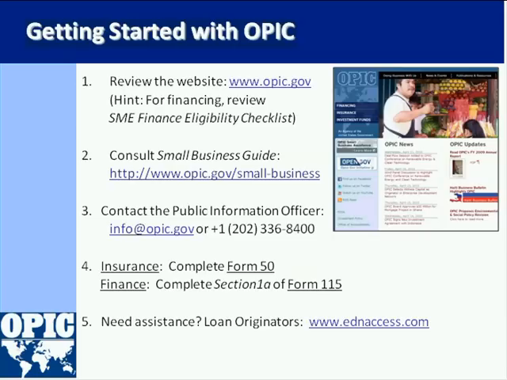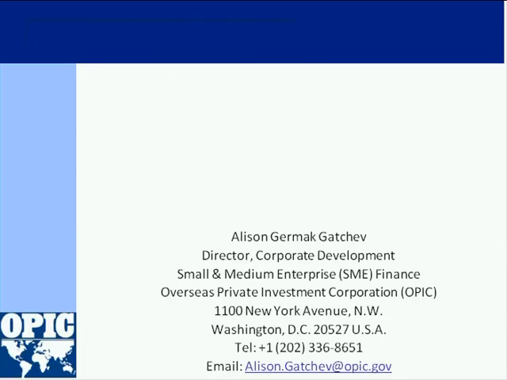If you would like to discuss the project, you're welcome to reach out to our office, and I provide the email and phone number for reaching OPIC. We have our online application forms accessible from the website, Form 50 for insurance, Form 115 for finance. And if you're looking for assistance in putting together a package for OPIC, on the ednaccess.com website you'll find a list of our loan originators, which are organizations that provide support to companies to help them package viable applications for OPIC and other lenders. The final slide is my contact information.